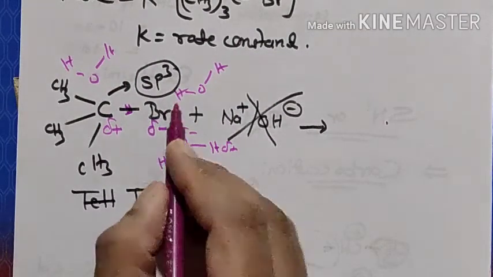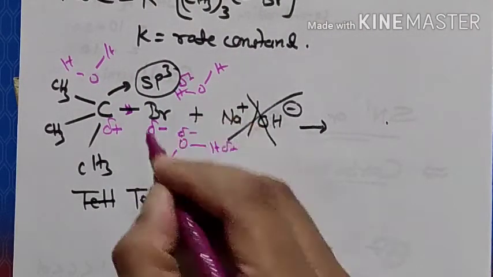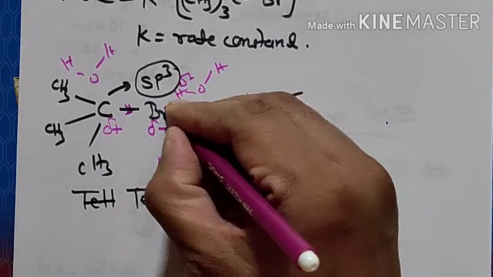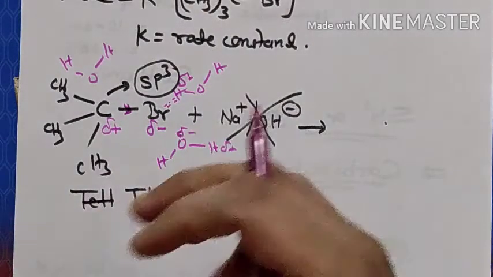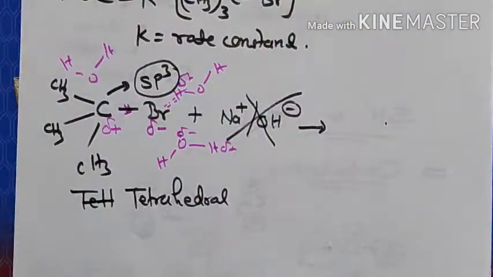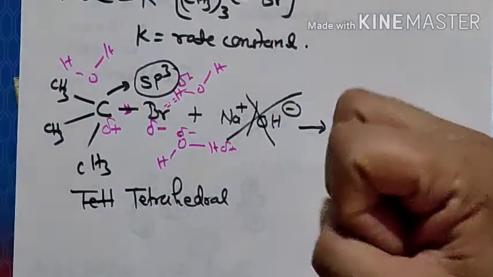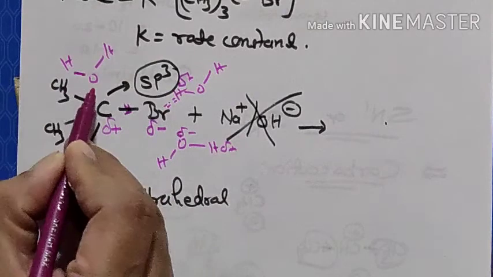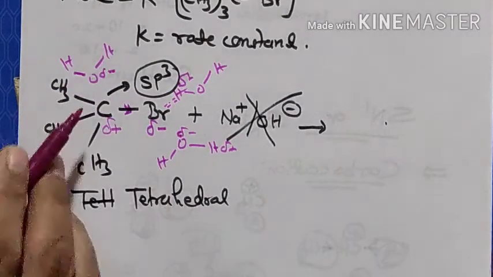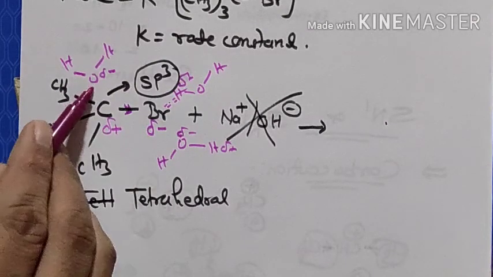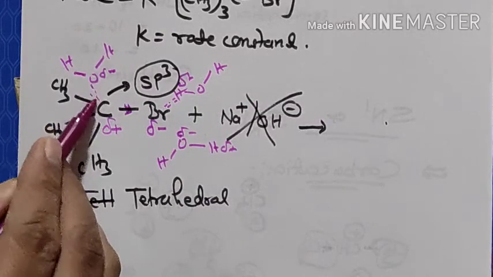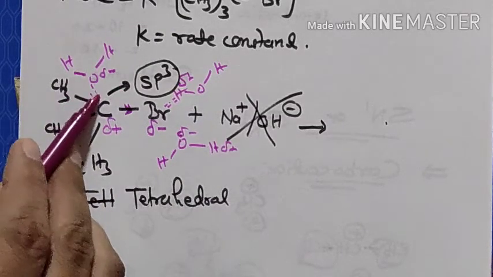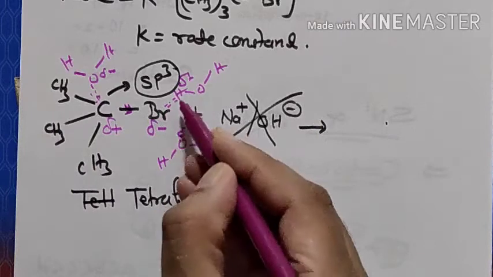Okay, now what will happen? Br is negative, this H is partially positive, and there will be a force of attraction between them. That means this H is going to pull this Br to itself. Here carbon is partially positive, and in water oxygen is partially negative. So this water molecule is going to attract this carbon, means in water molecule oxygen is going to attract this, right? Here this bromine is going to attract it.